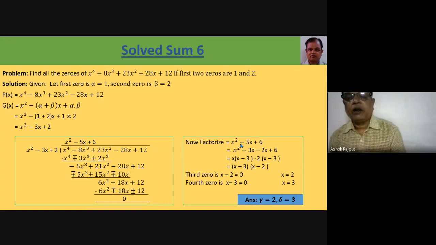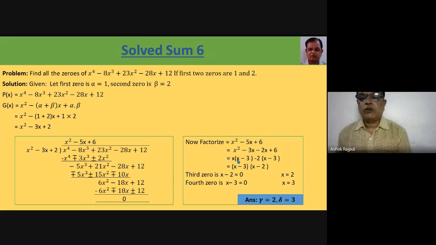Now we factorize x square minus 5x plus 6 by the splitting method, because it is 6 into 1 is 6, it is 3 times 2 is 6, minus 3 into minus 2 is also plus 6. So we will arrange this and take common here in these two terms x, it is x minus 3, then minus 2 times x minus 3.